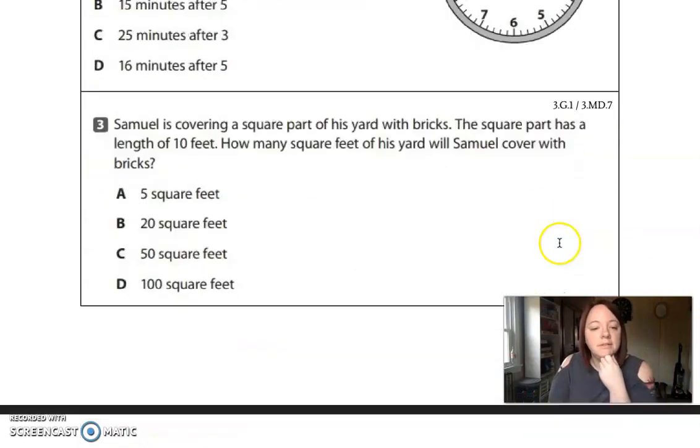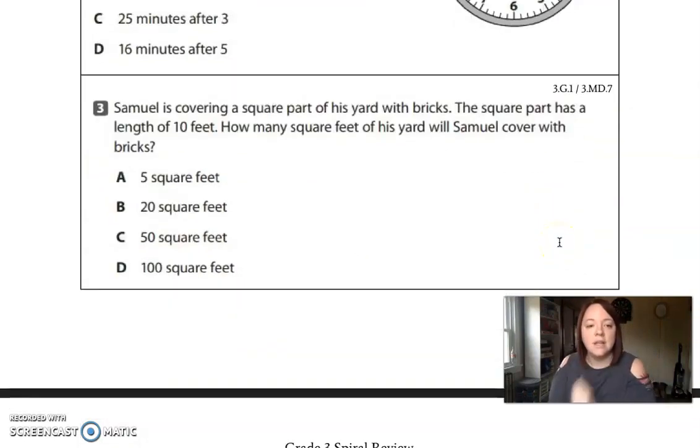All right. Now, number 3. Samuel is covering a square part of his yard with bricks. The square part has a length of 10. I'm going to stop right there for a minute so I can get my whiteboard back and ready to show. Wish I had an eraser with me. That's okay. So, let's read this again. Samuel is covering a square part of his yard. Got my square. The square part has a length of 10 feet. How many square feet of his yard will Samuel cover with bricks?